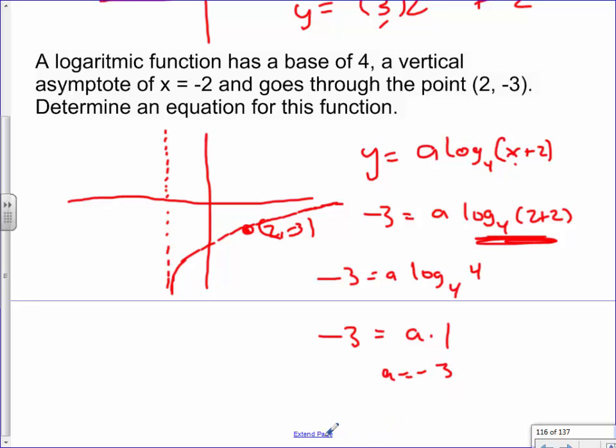So you know what? I think I actually drew my graph wrong. I think it actually should have been probably coming down in order to get through that point, because a negative 3 would actually flip it upside down. So I now have my equation, y equals negative 3 log base 4 of x plus 2. That should meet all the parameters I need.